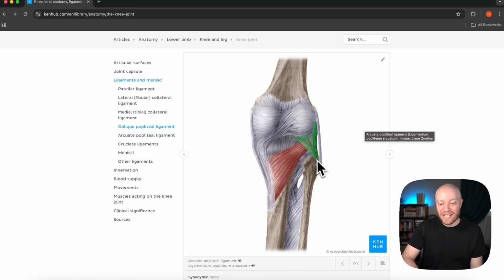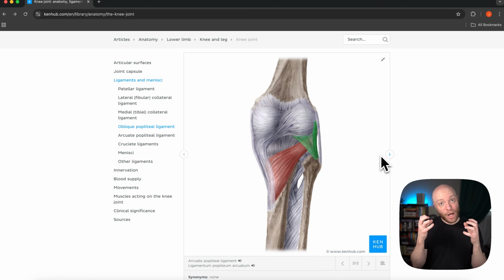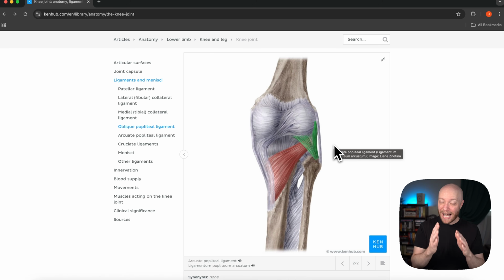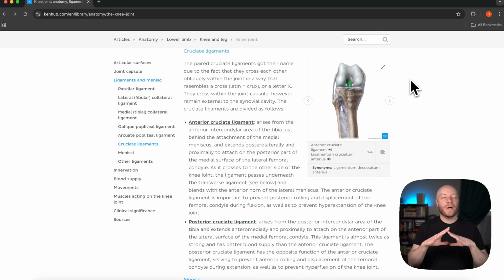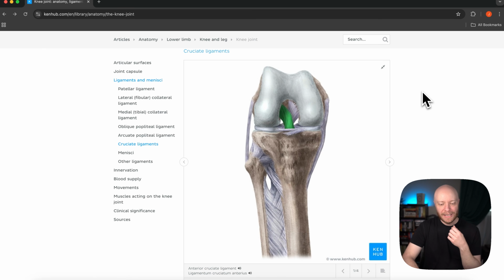So you can see it attaching here on the head of the fibula, coming over, and attaching to that lateral condyle. This thing is basically there to help further anchor this whole system down. But once again, hyperextension is the name of the game. Okay, so now let's talk about probably what I would argue is the most famous ligaments in the knee, and that is going to be the cruciate ligaments.